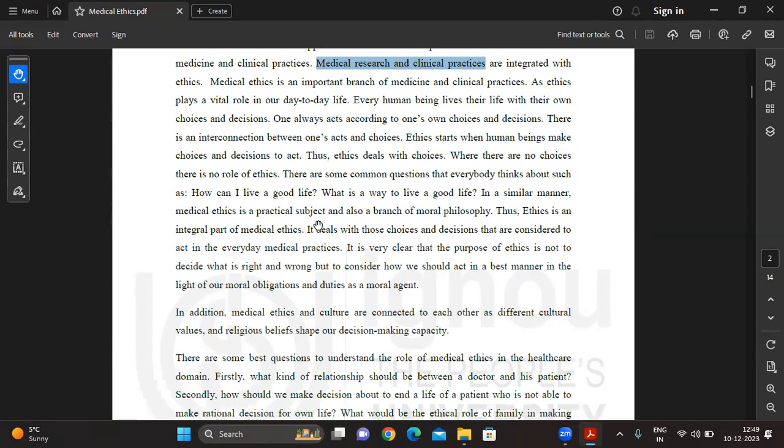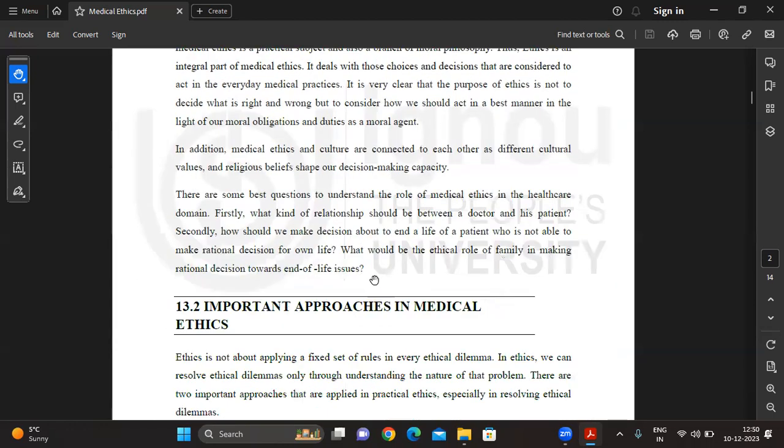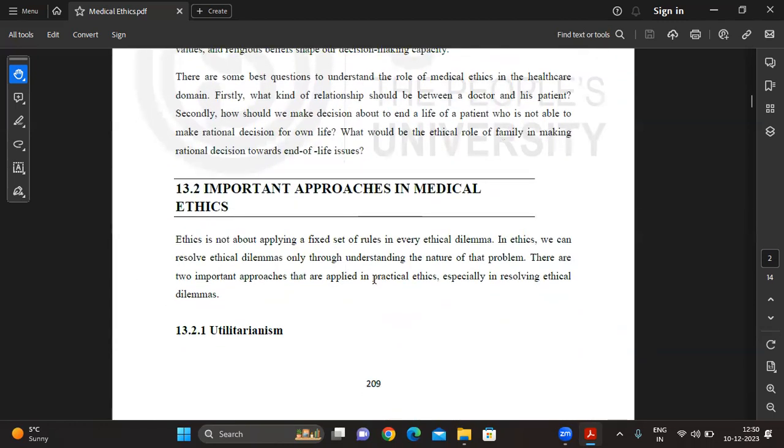In a similar manner, medical ethics is a practical subject. It's also a branch of moral philosophy. Moral philosophy ही हुई ethics. ठीक है? So it's a practical subject. यहाँ आप सीखते हैं practical life किस तरह होनी चाहिए. Ethics is an integral part of medical ethics. It deals with those choices and decisions that are considered to act in the everyday medical practices. So this is just basic stuff. You can go through this. Extremely easy, inshallah.